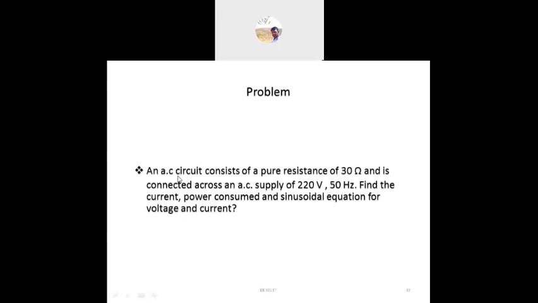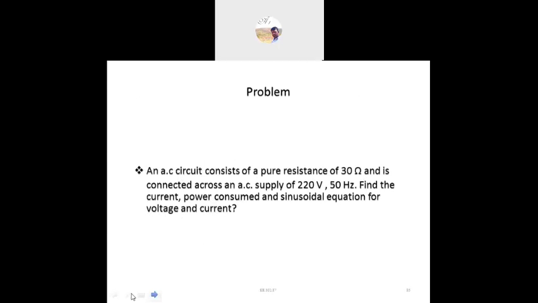So that is an AC circuit. Consider a pure resistance of 30 ohms connected across the AC supply. Find the current, power consumed, and sinusoidal equation for the voltage and current.